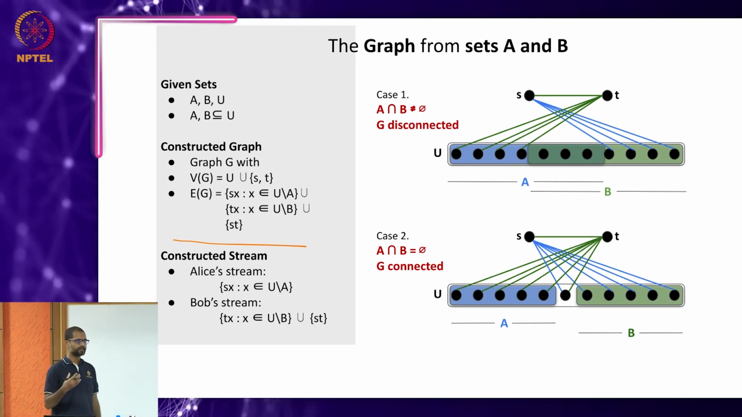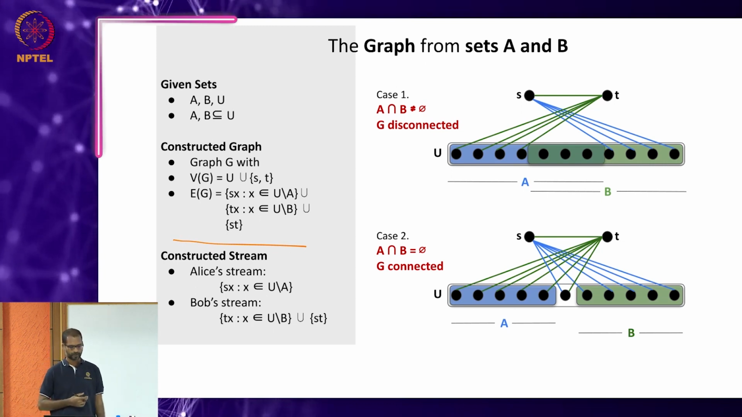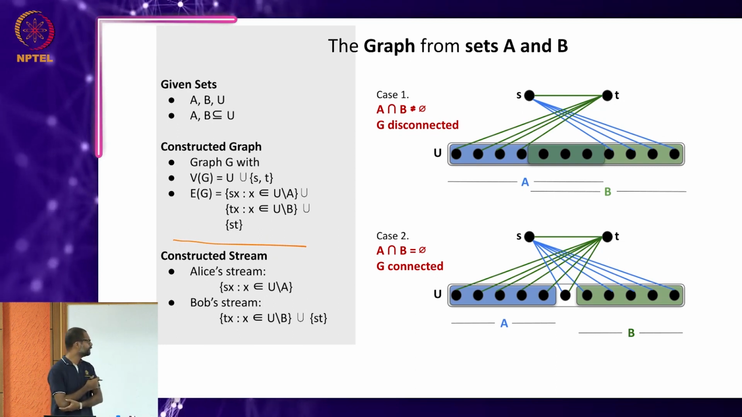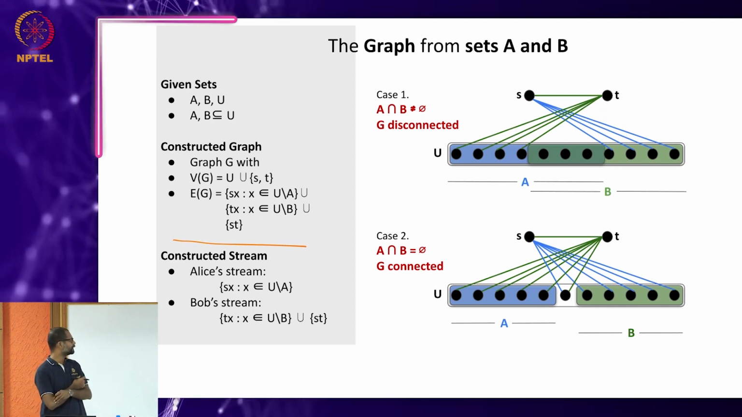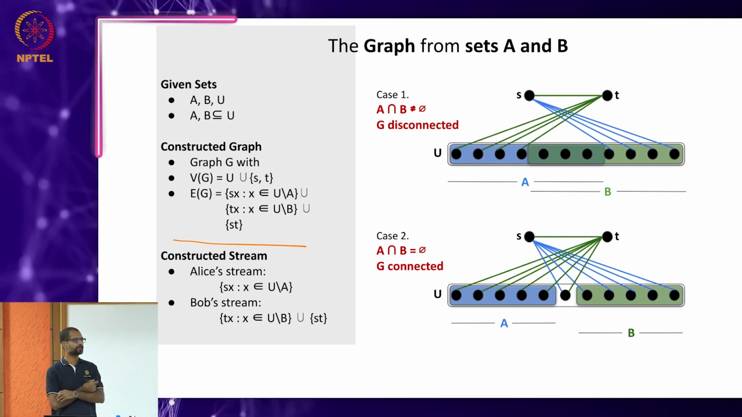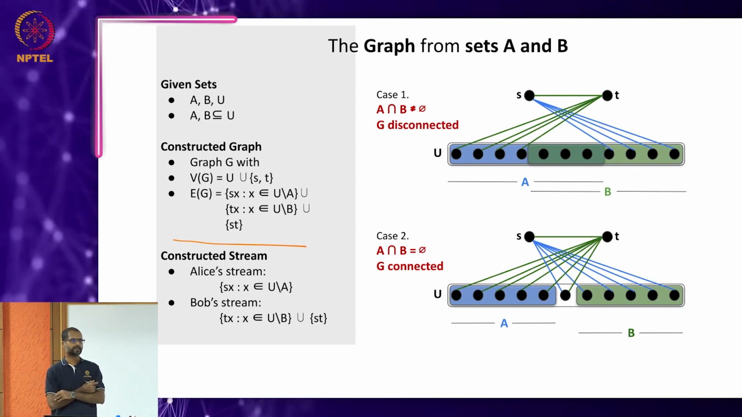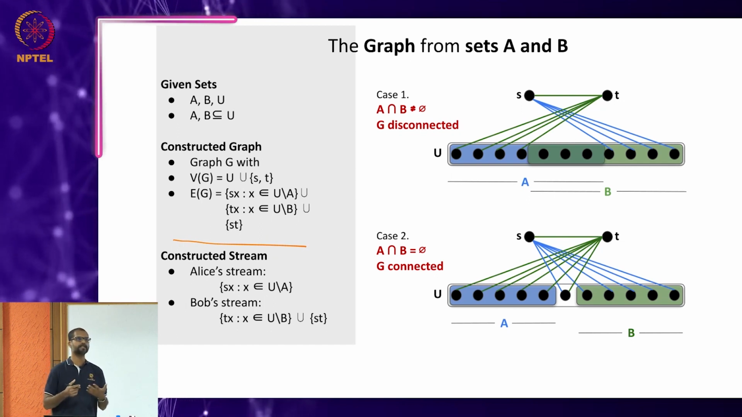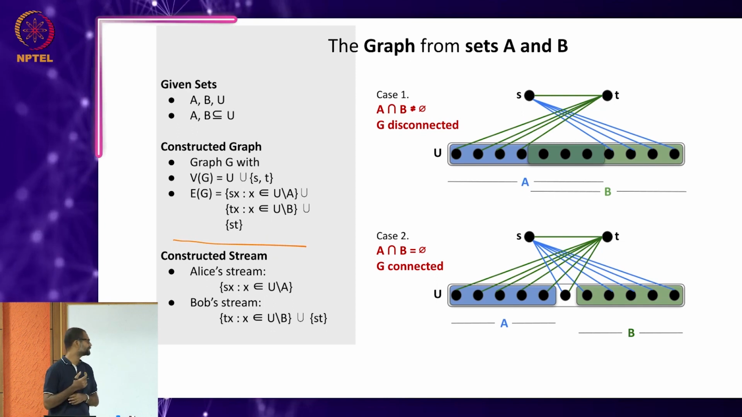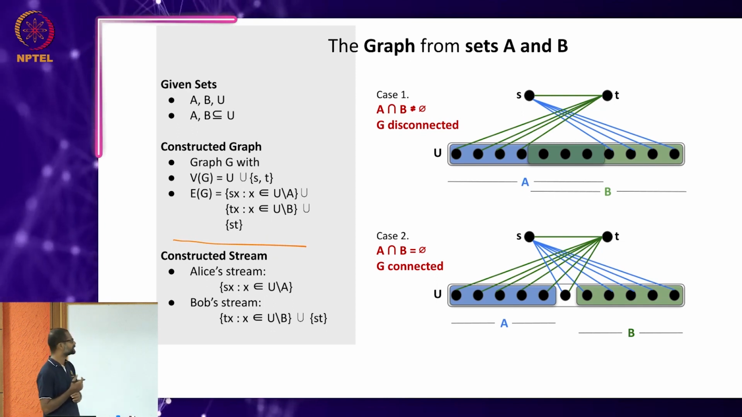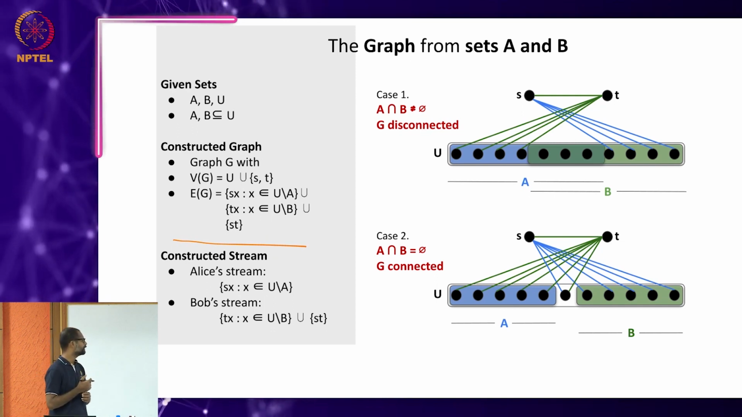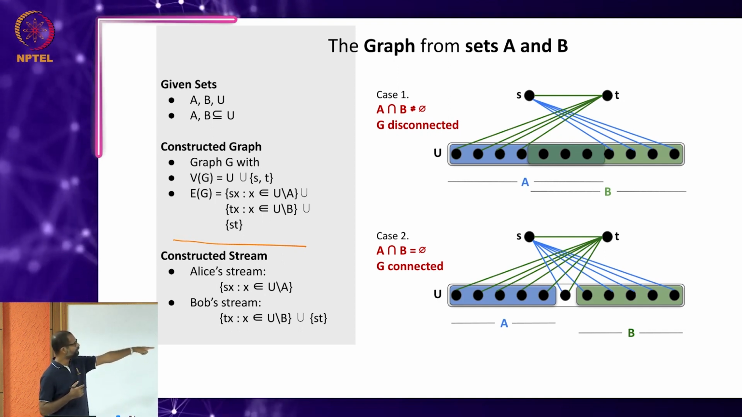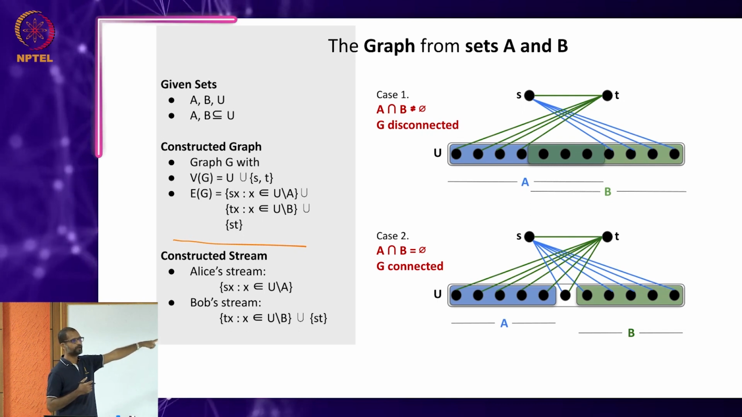So you are given these two sets A and B, and you are also given U; you know that A and B are subsets of U. How do you construct your graph? The vertex set of the graph is U together with two extra special vertices, nothing big about them, just to make sure that you will still be good when A is empty and B is empty. That's the only role of these two extra vertices. And what are the edges? S to everything not in A, that is, U minus A.